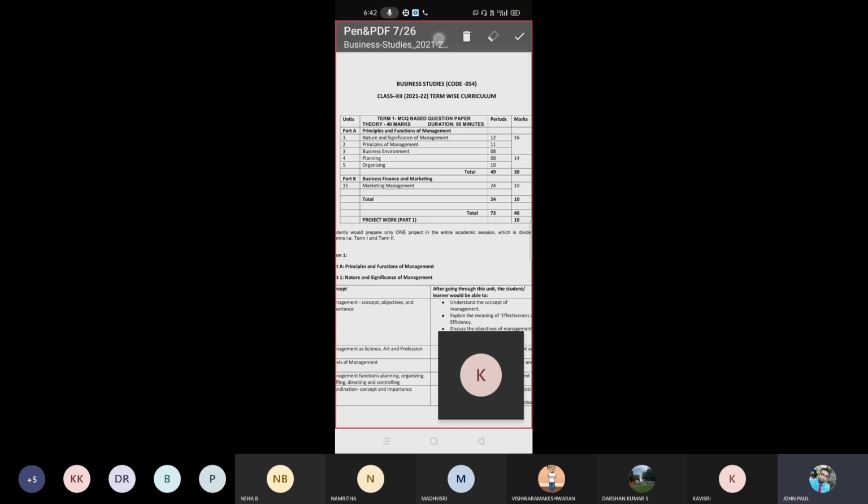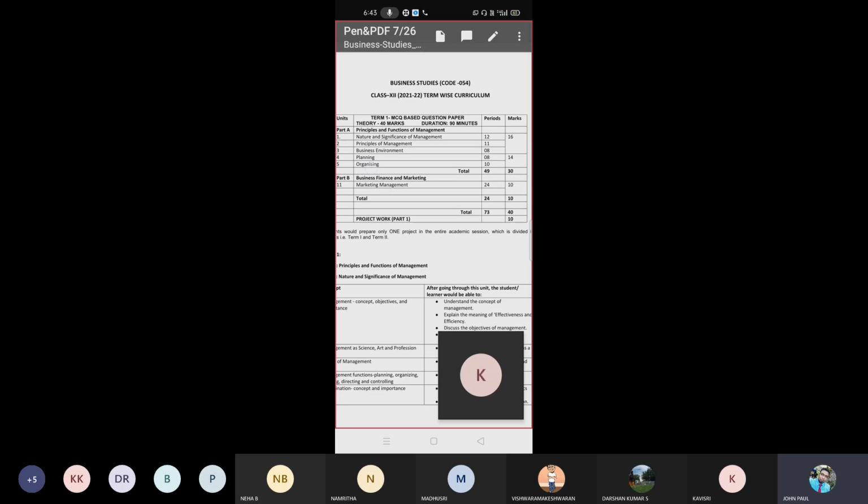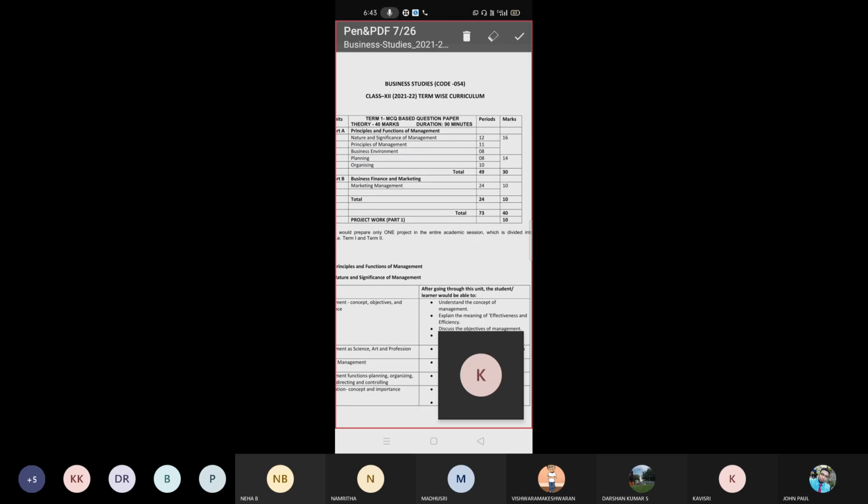So what are the topics that come under term one, from part A? That is principles of management, nature and significance, then principles of management, then business environment, planning, organizing, and also marketing management. So from these 5 chapters, you people will be writing a 40 marks test as term one.